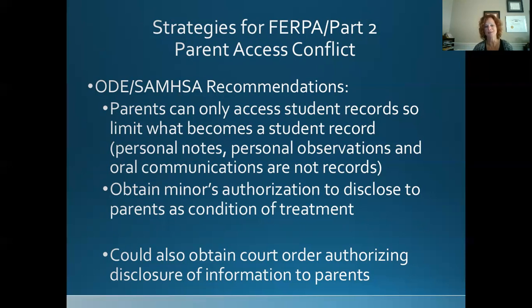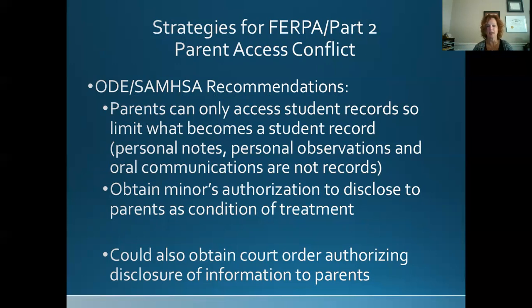I don't know that either of these recommendations from ODE and SAMHSA are the best to resolve this conflict, because sometimes things need to be written down and documented, and other times the minor is not going to authorize it, and you really don't want to hold that over their head as a condition of treatment. So really the only other option in that regard is that a court order could always be obtained.